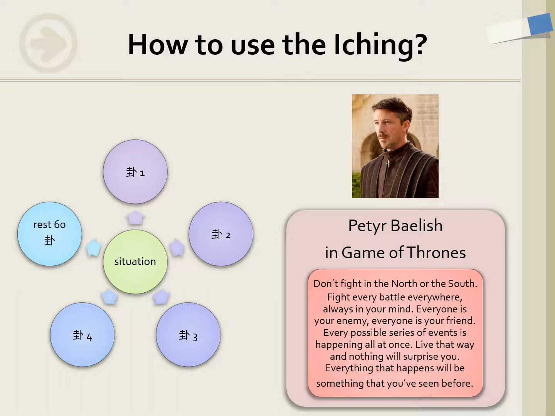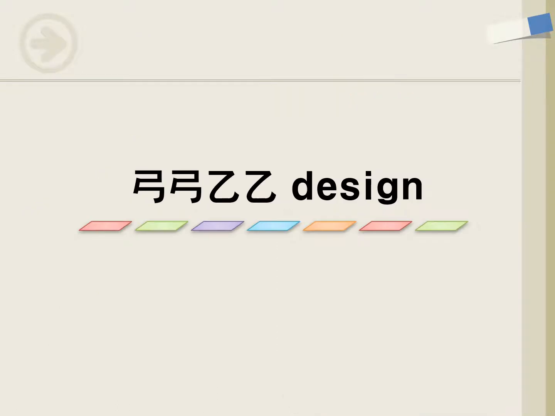Peter Baelish said like this in the Game of Thrones. I think it is the best phrasing on how we can practically use the I-Ching in our lives. 궁궁을 design. At the moment, I'd like to focus on the shape of the 궁 and 을. The meaning of the 궁 and 을 could be discussed later.